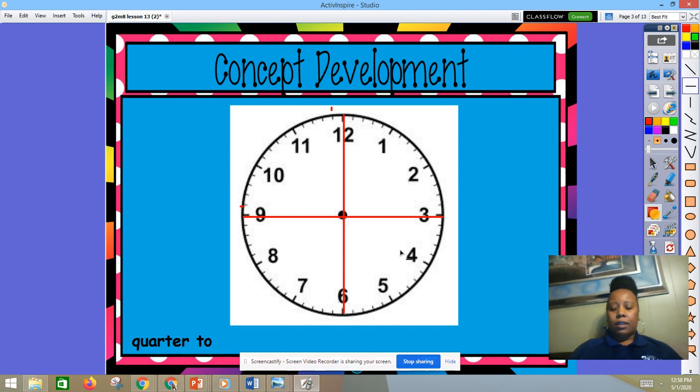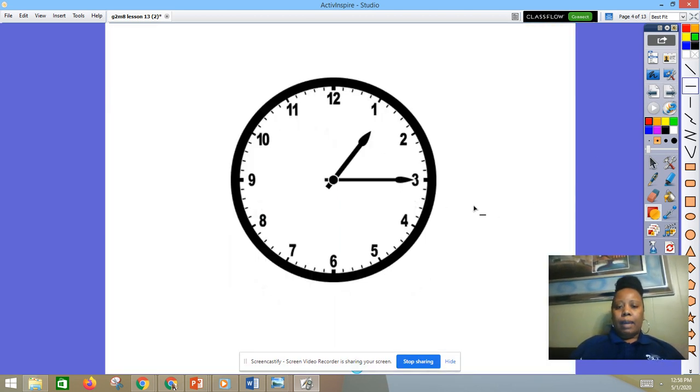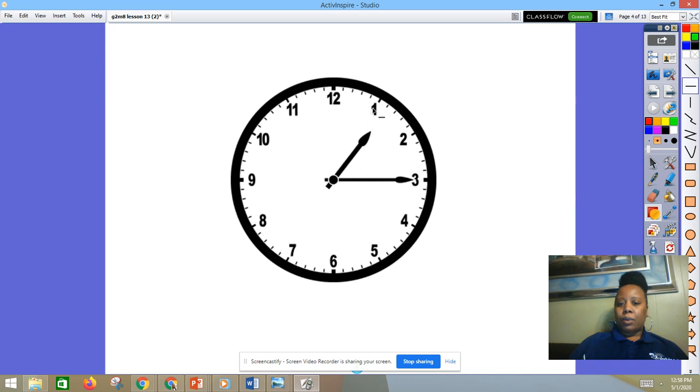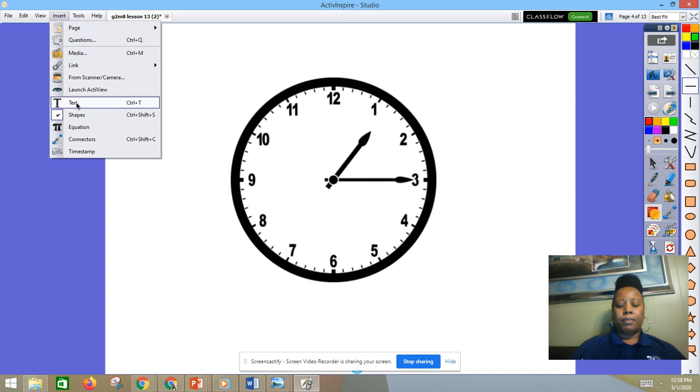We can also tell time using our quarters. What time do you think it is now? Look at our hour hand. It's between that 1 and that 2, so that means the hour is 1 o'clock. Now let's see, what does this 3 represent? How many minutes is that? Remember, we count by fives. 5, 10, 15. That time is 1:15.